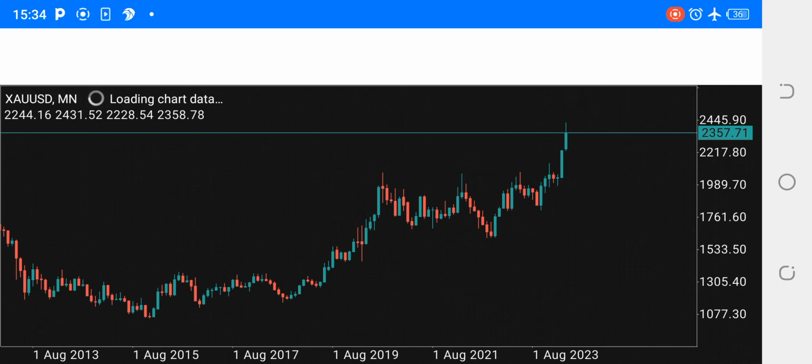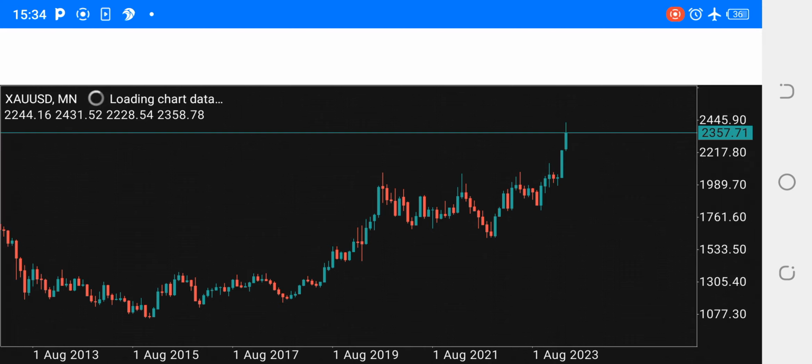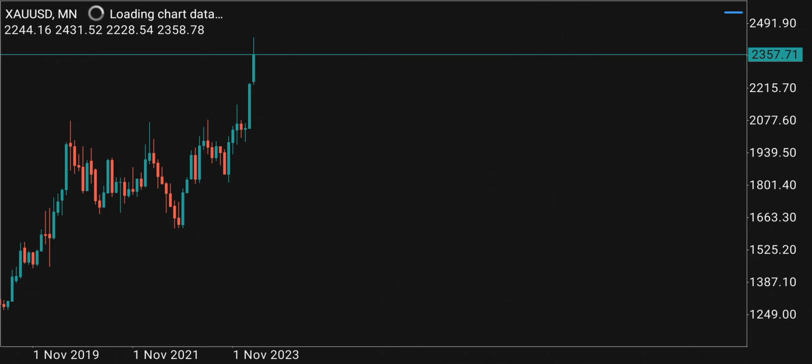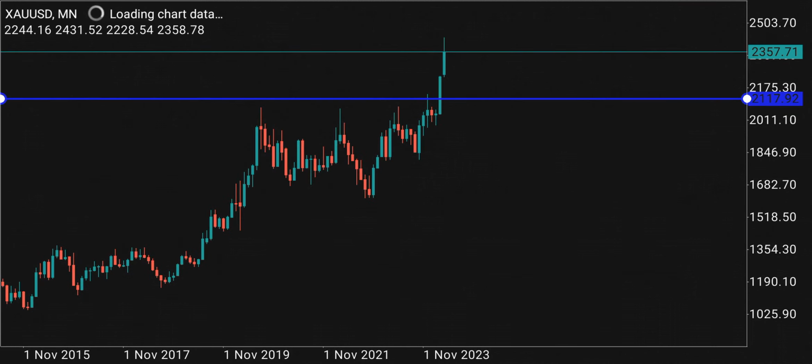So I touch on my screen and I get the icons I told you about. You see this icon on the right hand side, with a round head and a triangular base. I touch it, and when I touch that icon, I get this screen. Then I touch the horizontal line, which is this one, and I place it on my screen. Having placed it, I need to adjust it.